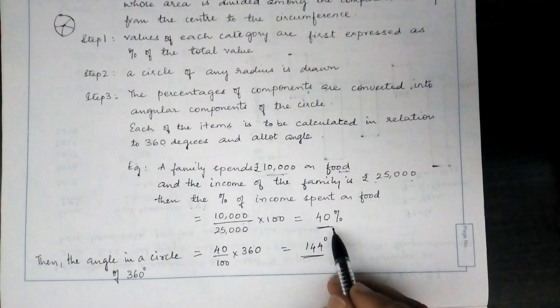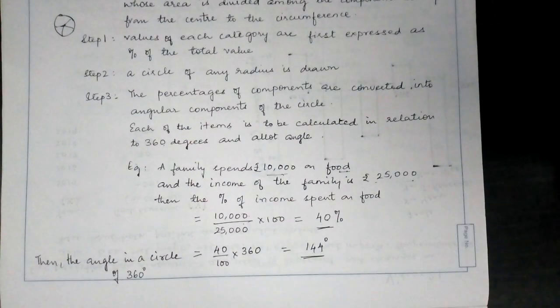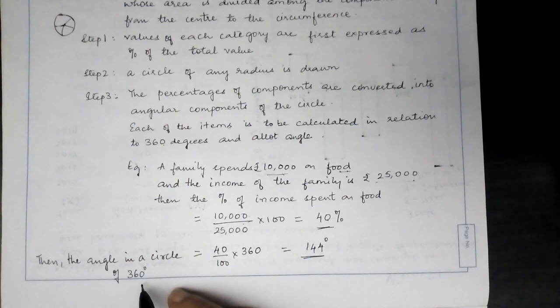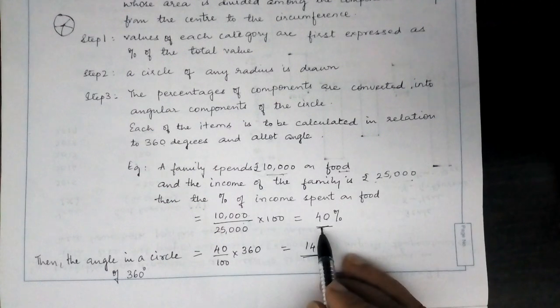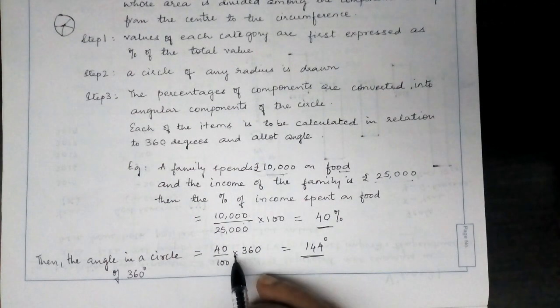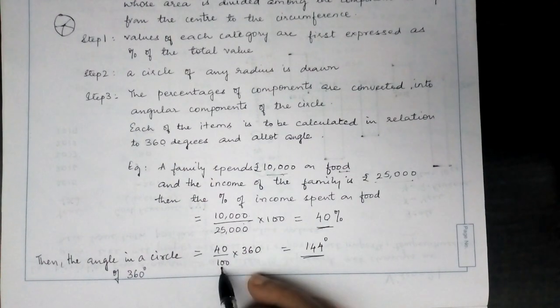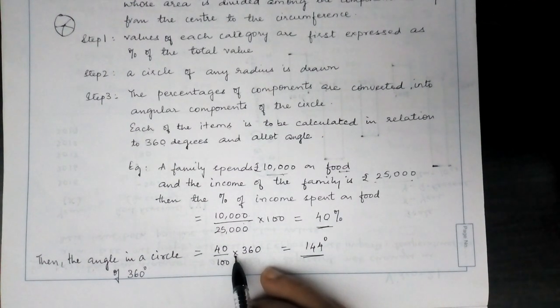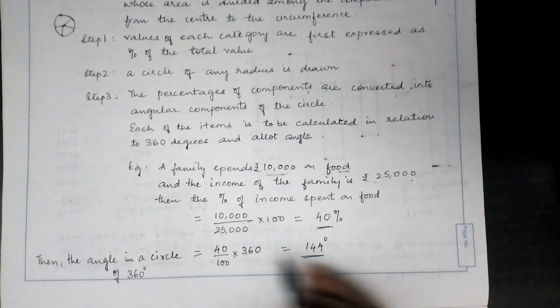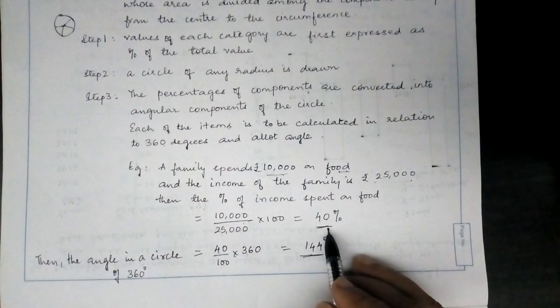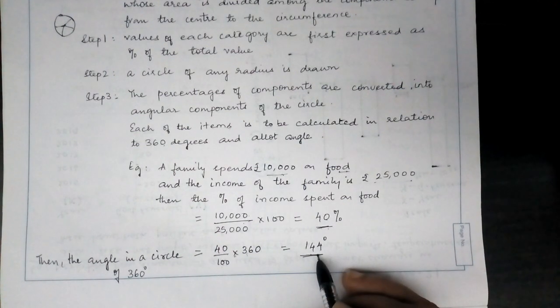Now we will convert this into angle. Then the angle in a circle of 360 degrees is equal to 40%, no? So 40 by 100 into 360. 40% can be written as 40 by 100. So 40 by 100 into, what is the total angle in a circle? 360. So 40 by 100 into 360. So that will give us 144 degrees in a circle. So that's how we calculate the percentage and then convert it into an angle.